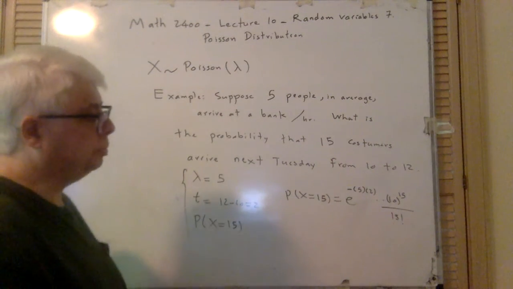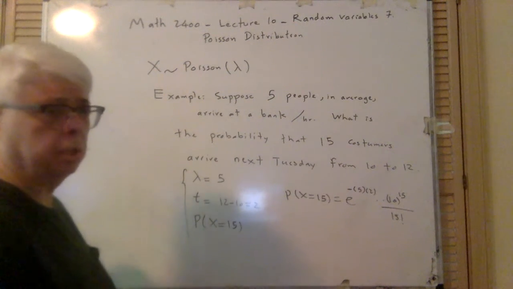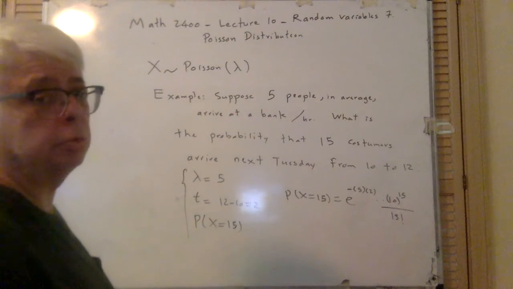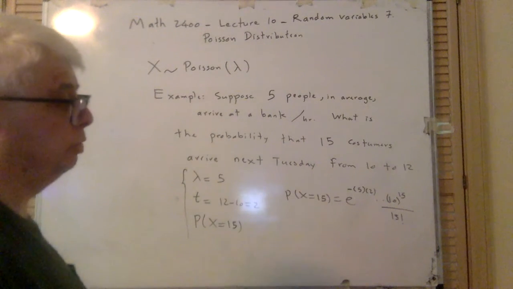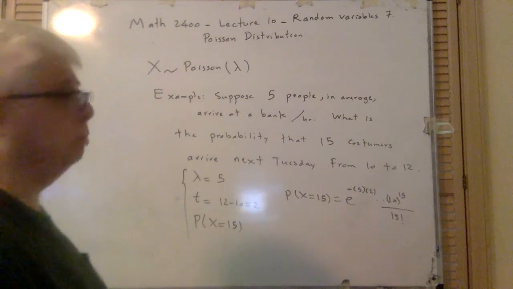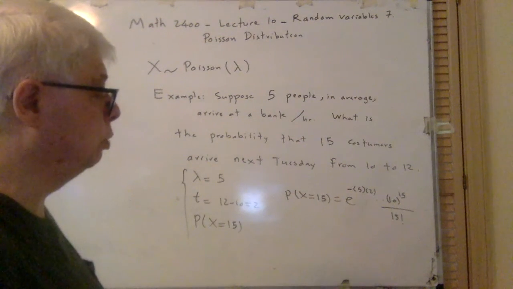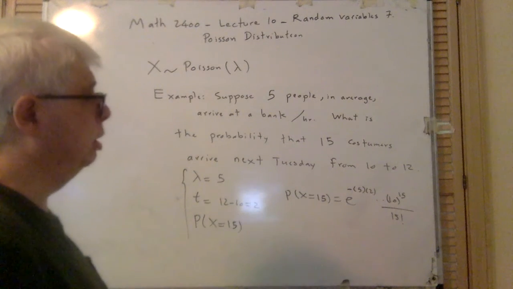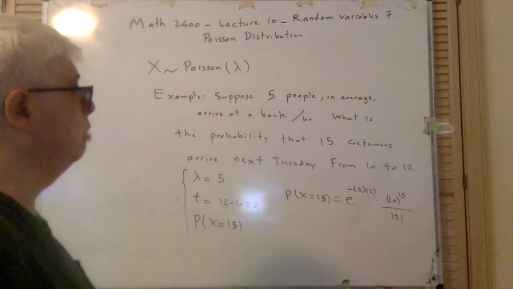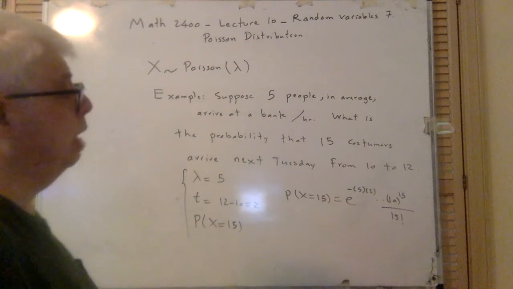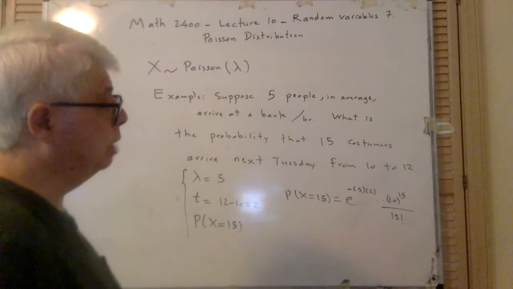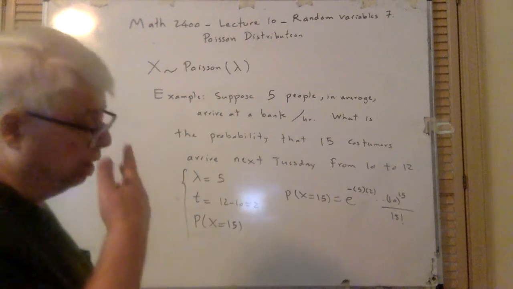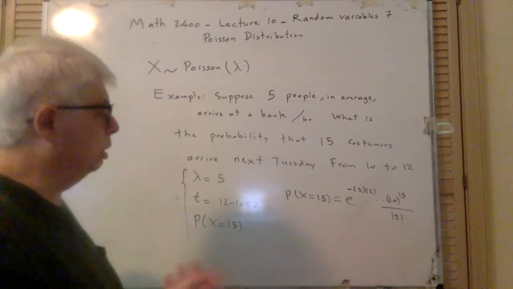Okay. Well, 10 to the power 15 is huge. That's 1 followed by 15 zeros. But e to the power minus 10 is also a very small number, and it's also divided by 15 factorial. I don't have a calculator again to calculate this for you, but this will give you some probability. It should be very small, and the reason is that the average is 5. Now, in 2 hours, the average will be 10, and I'm asking for 5 more. So it's like for 3 hours. But anyway, it's that simple.